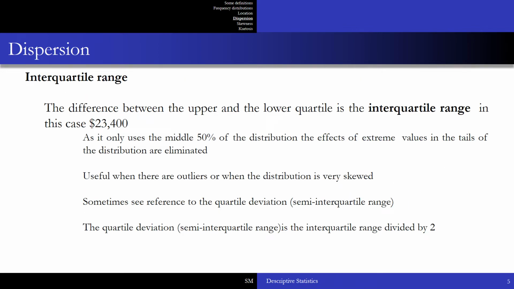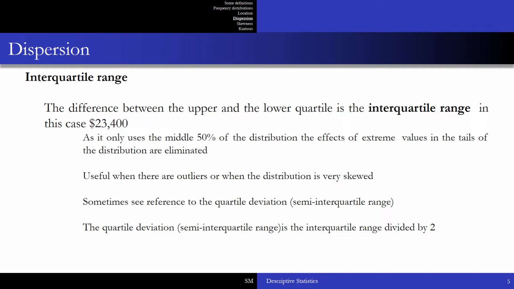Next up is the interquartile range. This is the difference between the upper and the lower quartile. In the previous slide, I showed you a cumulative relative frequency plot for GDP per capita for 160 countries. For those data, the interquartile range is $23,400.